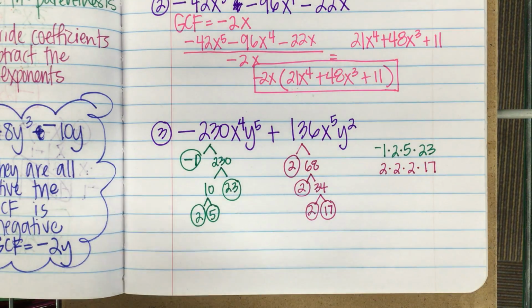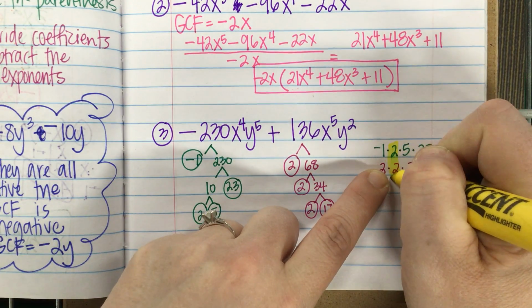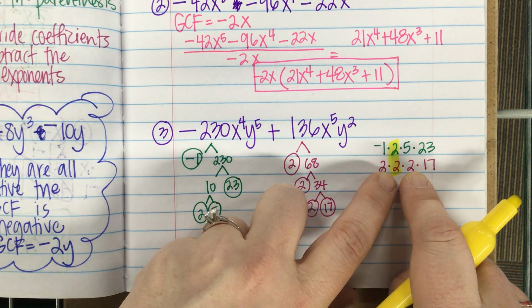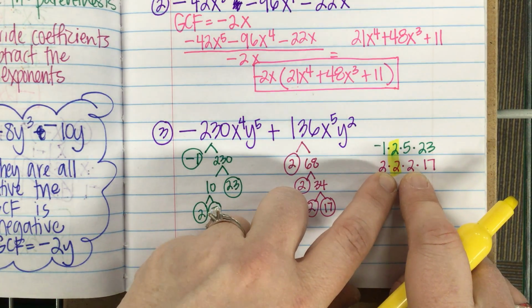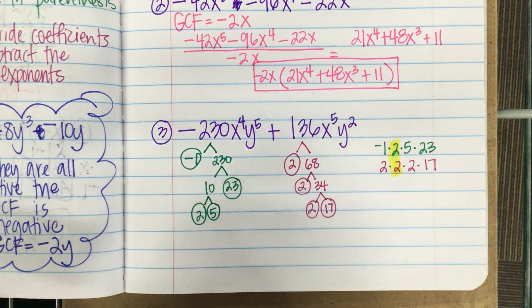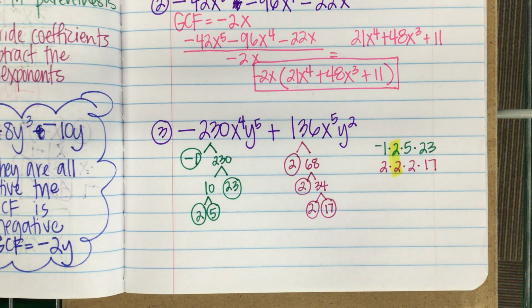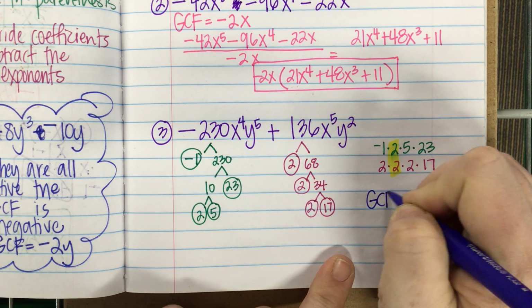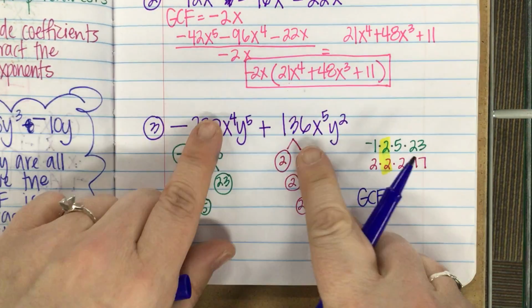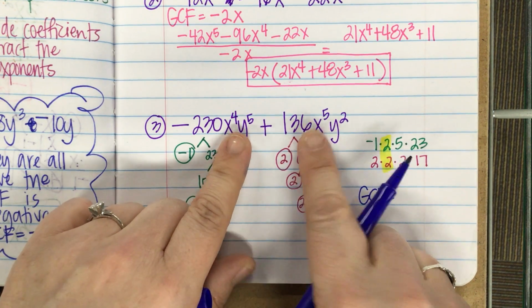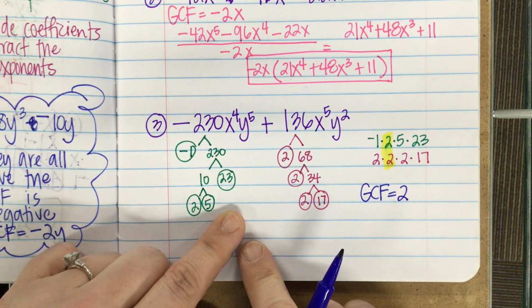Now to look for greatest common factor, we look to see what they share. And they only share a 2. If they shared a 2 and a 5, the greatest common factor would be 2 times 5 is 10. But they don't share a 2 and a 5. They only share a 2. So what is the greatest common factor of these two terms? 2. 2, but I'm not done yet.